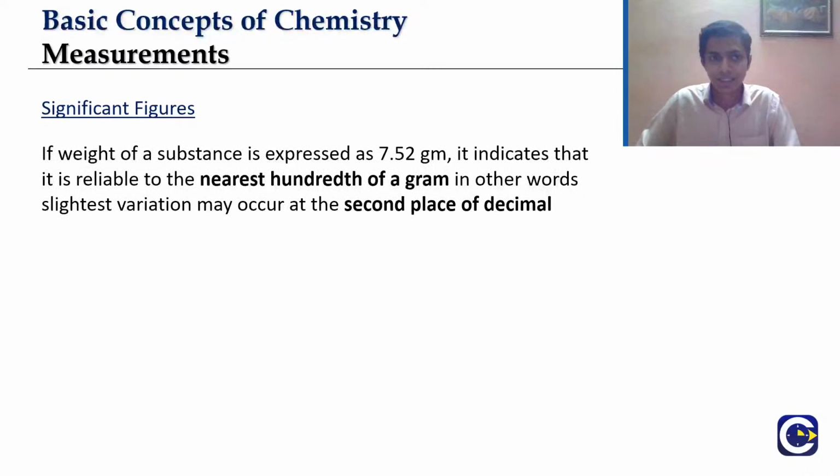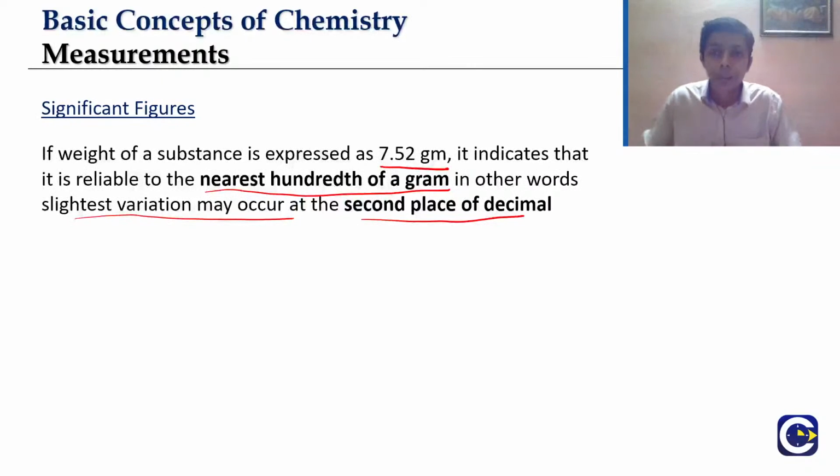Significant figures. Can anyone tell me the English meaning of what significance means? Going ahead with our discussion, if the weight of a substance is expressed as 7.52 gram, it indicates that it is reliable to the nearest hundredth of a gram. In other words, the slightest variation may occur at the second place of decimal.